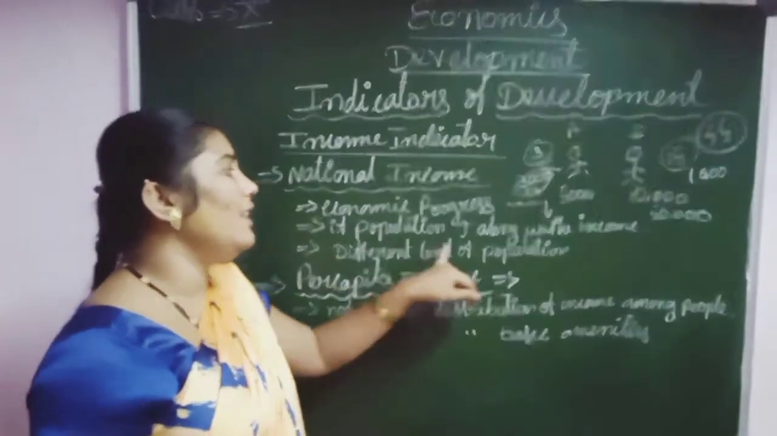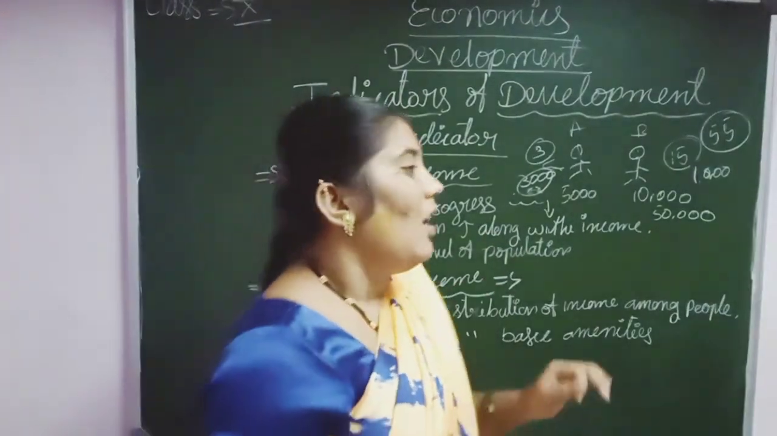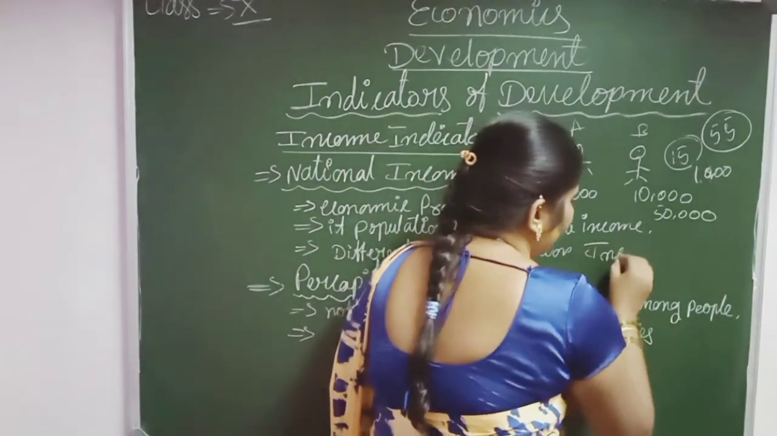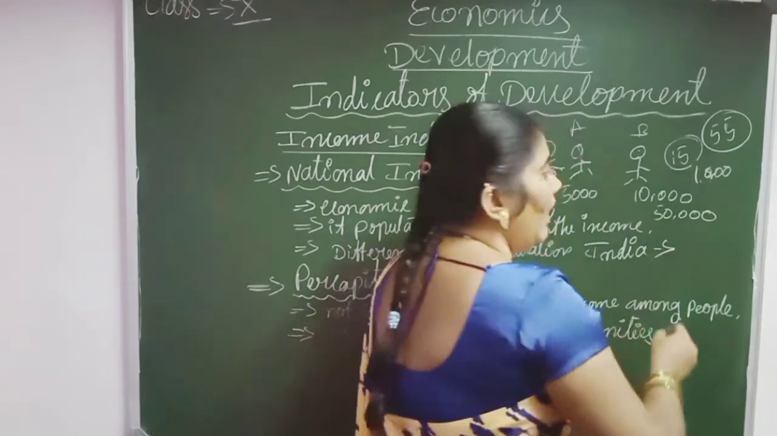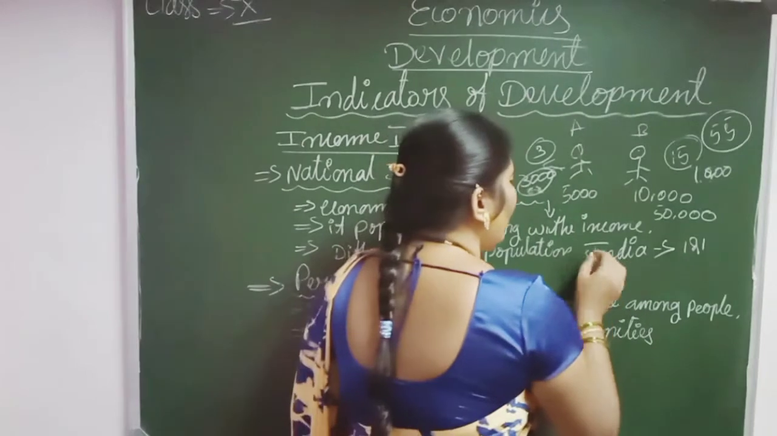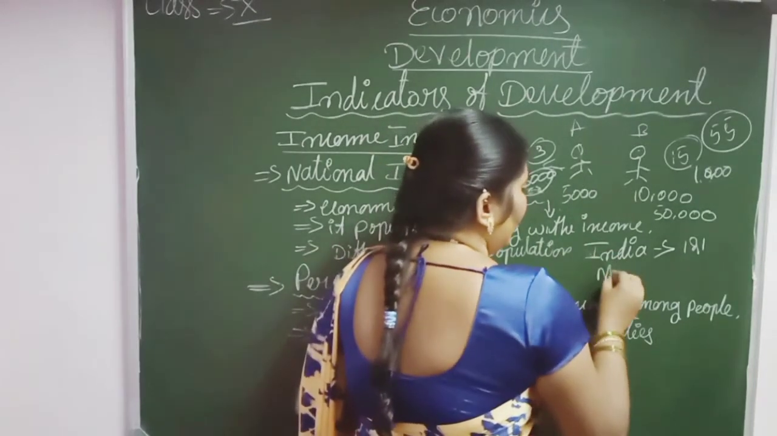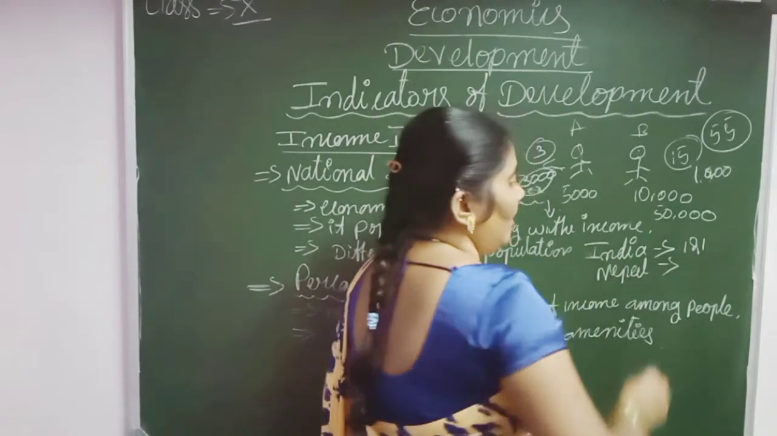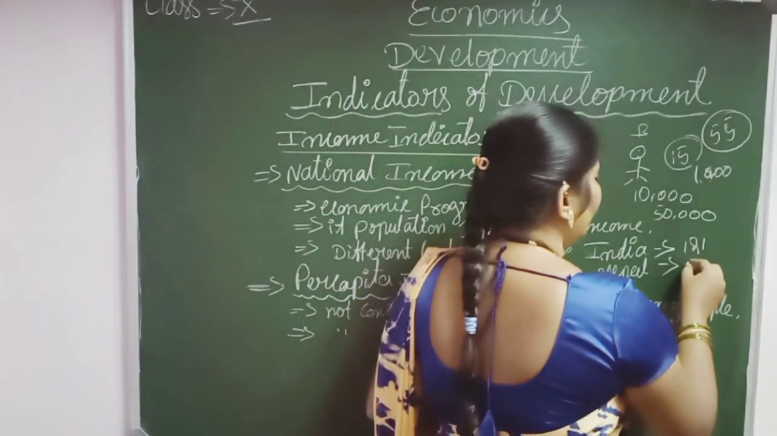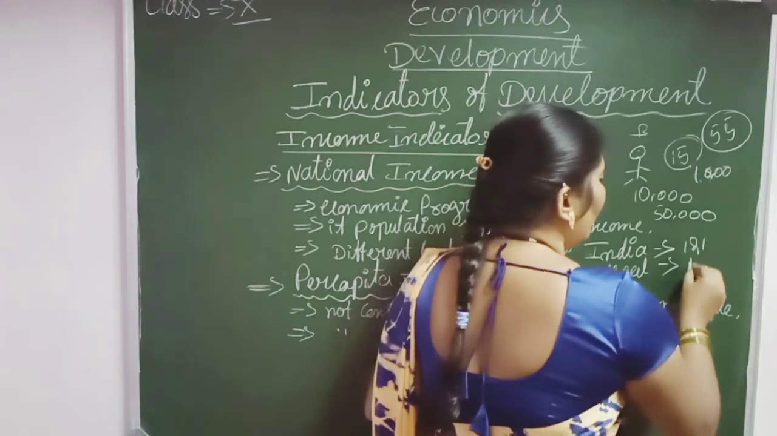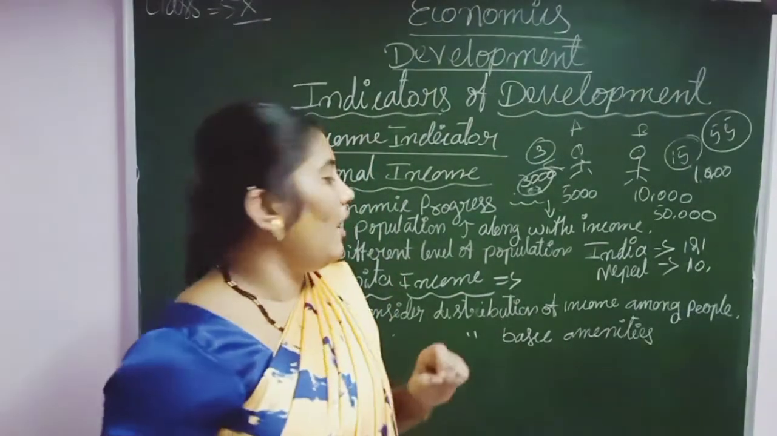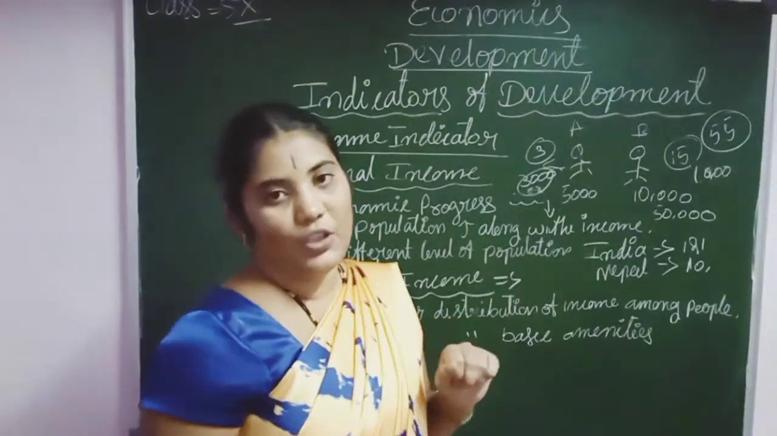And then next, different levels of population. Yes, we know that in the world there is a country like India. India has 121 crore of population. Then afterwards, I want to take Nepal. Nepal, this is not exact, but for example only, it has only 10 crore population. What happens here? Different levels of population.